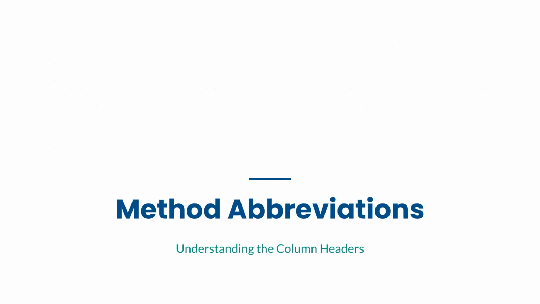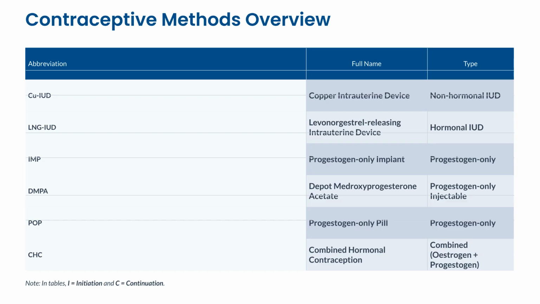To effectively use the summary tables, it is important to understand the standard abbreviations for contraceptive methods. This table provides an overview of common methods, including their full names and types, while noting that I stands for initiation and C for continuation.